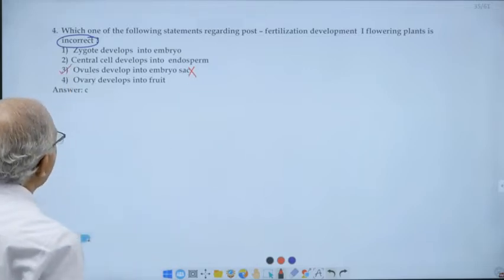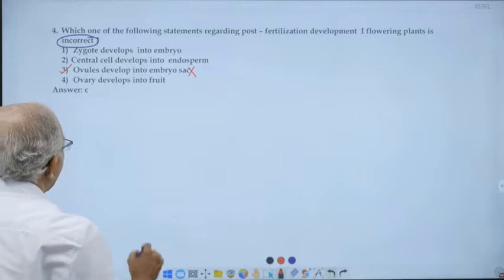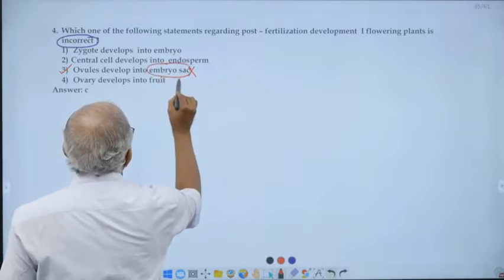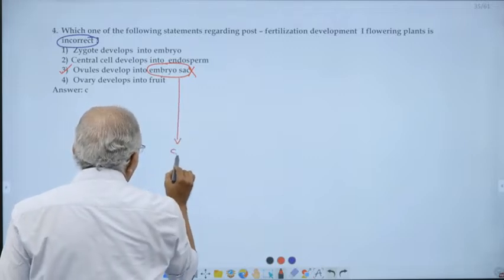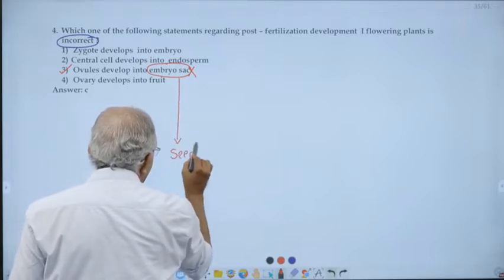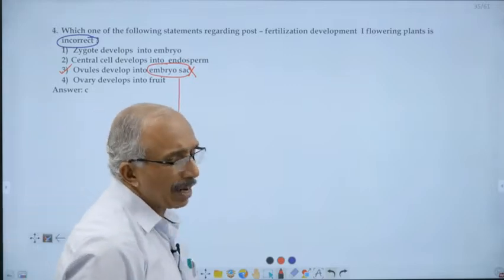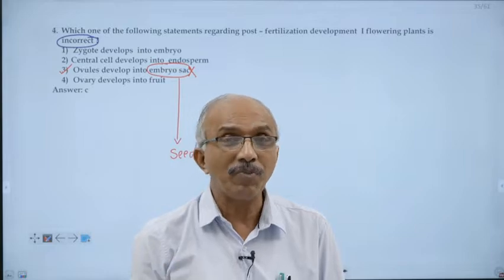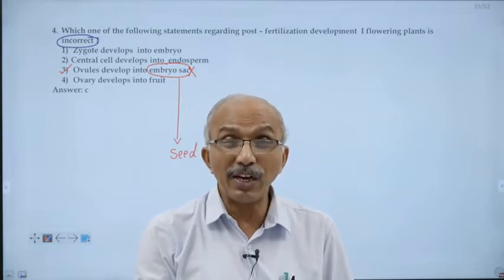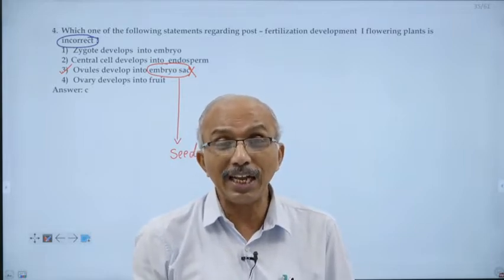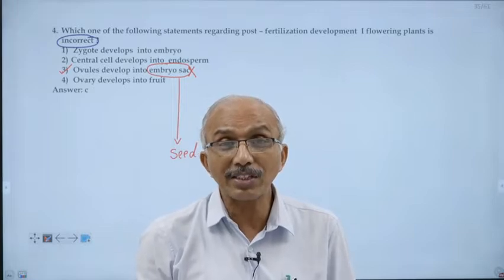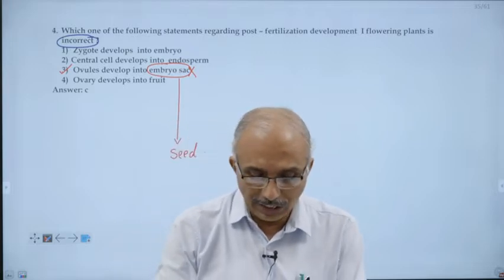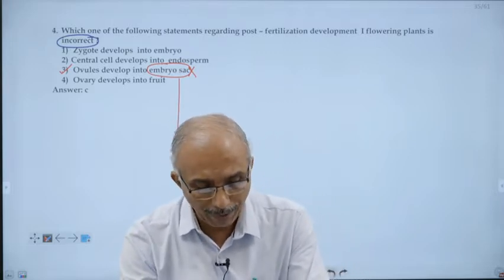Ovules develop into embryo sac. It is wrong. After fertilization, the ovules develop into seed. Ovules develop into seed. So the statement is wrong. We studied the definition of seed. Seed is a fertilized, matured ovule.